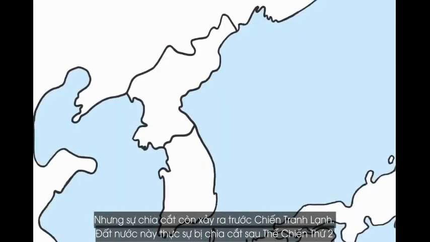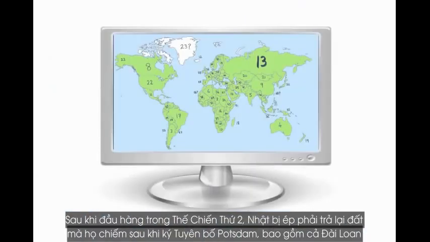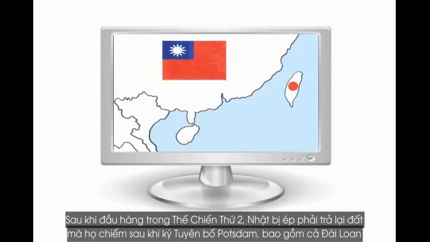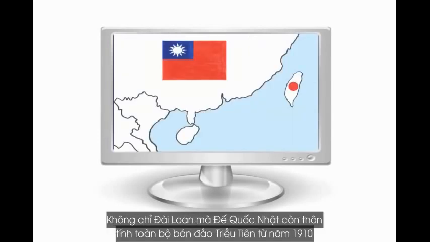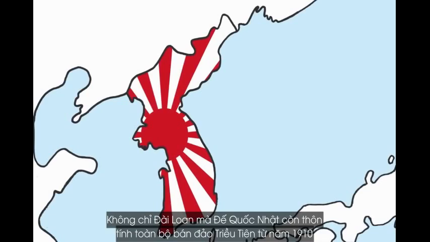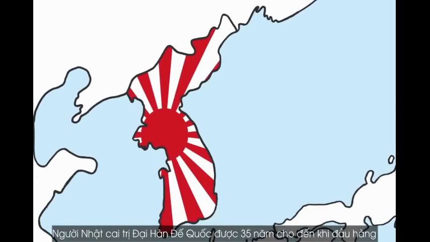But the split of Korea happened even before the Cold War. The country was actually split at the end of World War II. If you've seen my first video, I talked about how Japan surrendered in World War II and had to give up land that they had acquired via force by signing the Potsdam Declaration, which included Taiwan. As well as Taiwan though, Japan also had control of the entire Korean peninsula, which the Japanese Empire had annexed in 1910 from the Korean Empire. The Japanese ruled Korea for 35 years before their surrender.